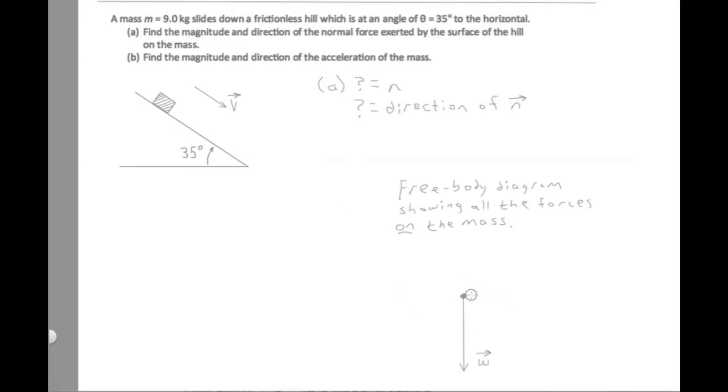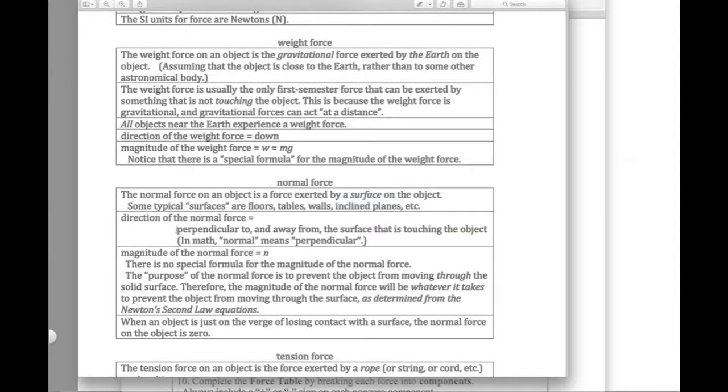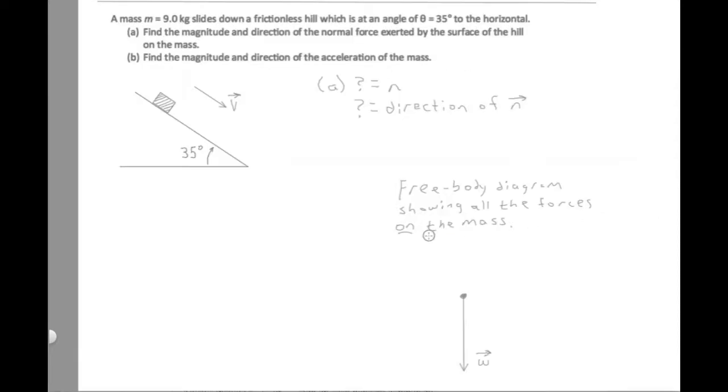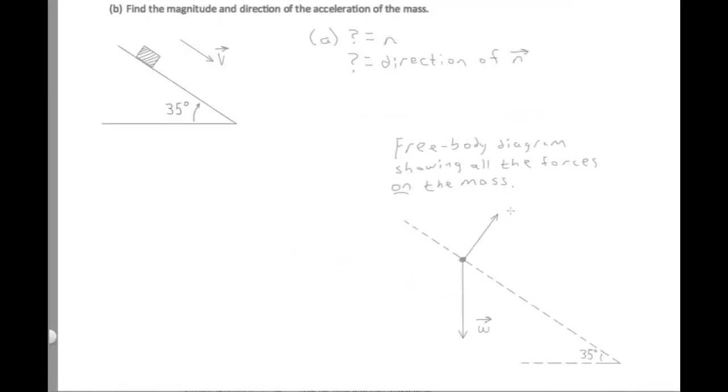What's the direction of the normal force? Well, remember there's a simple rule that you should have memorized for the direction of the normal force. The direction of the normal force is perpendicular to and away from the surface that is touching the object. Well, perpendicular to and away from this surface would point in this direction, right? So that's the direction of our normal force. We need to add that to the free body diagram. Here's the vector showing the direction of the normal force. We need to label that vector. Always label your vector arrows.